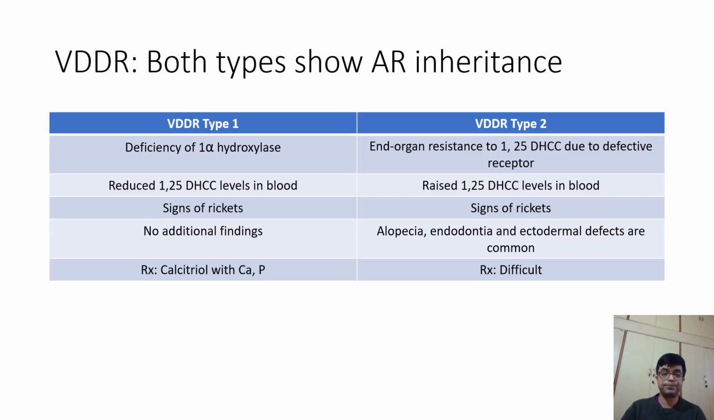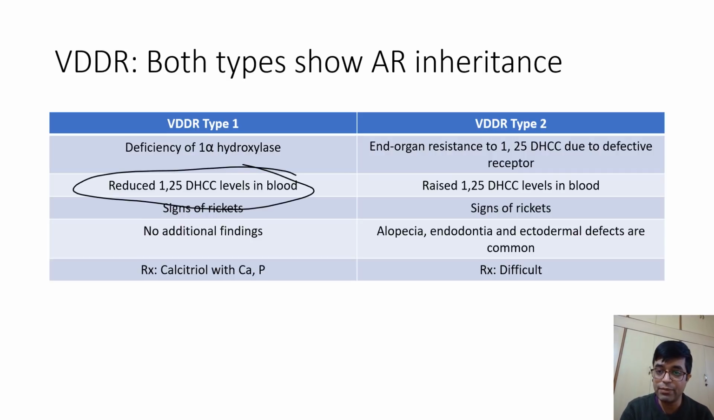And then we have 2 types of vitamin D dependent rickets. Both of them show autosomal recessive inheritance, type 1, type 2. Type 1, there is genetic deficiency of 1-alpha hydroxylase. Type 2, there is end organ resistance to 1,25 DHCC. How do you differentiate? Type 1 has reduced 1,25 DHCC levels, whereas vitamin D dependent rickets type 2 has raised 1,25 DHCC levels. Both of them will show rickets.